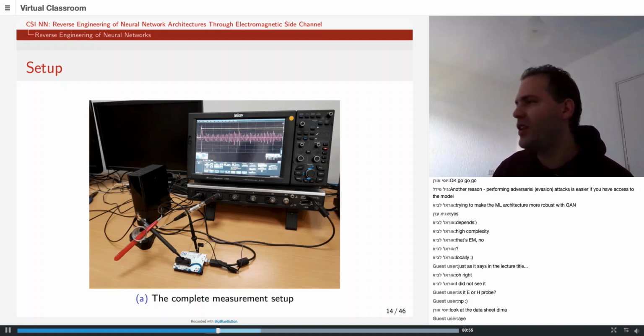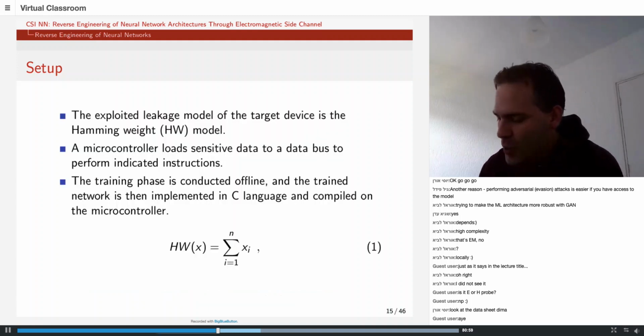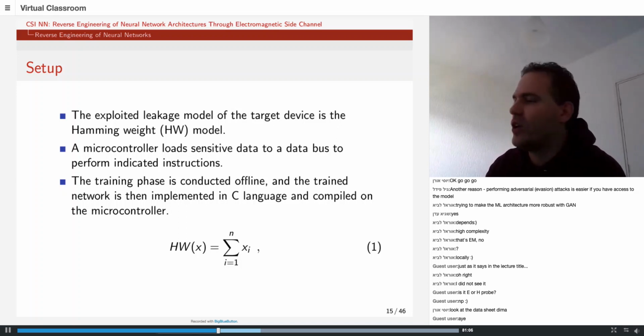So let's start with the reverse engineering, the breaking of something. How do we break stuff? You saw two slides ago, we said model. We need to decide what kind of model of data our device will follow. Since we are using a microcontroller, the common leakage model for microcontrollers is Hamming weight. So whenever you have a microcontroller, a good guess is to start with the Hamming weight model. This is what we also do.